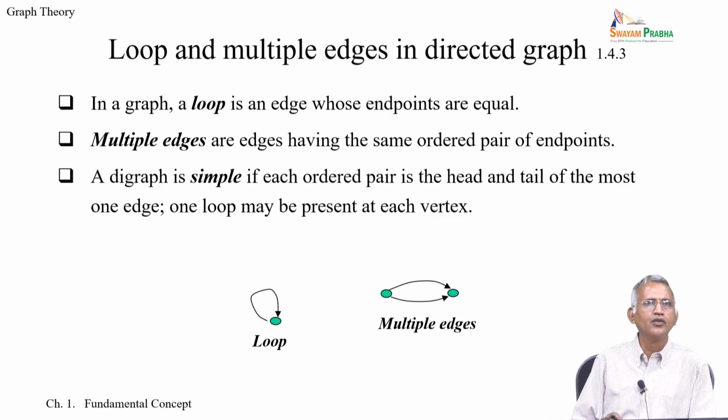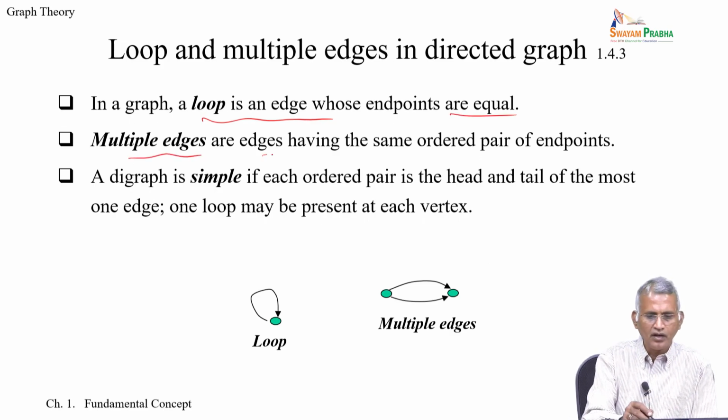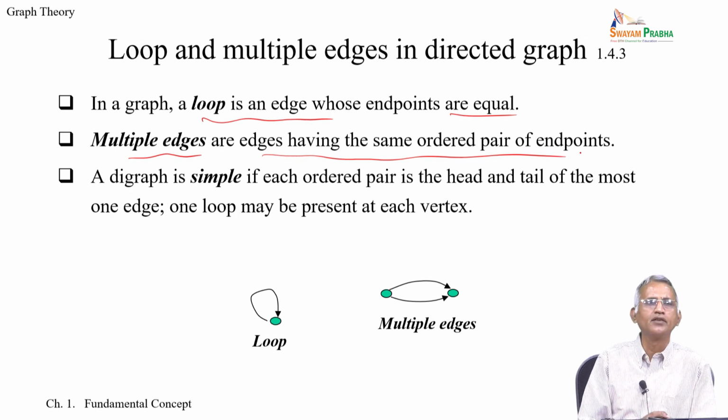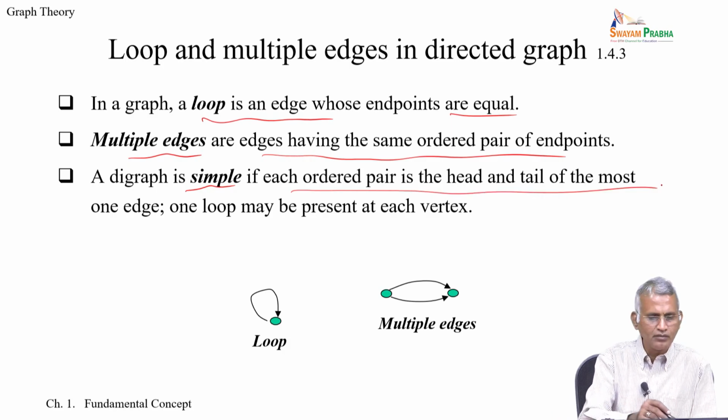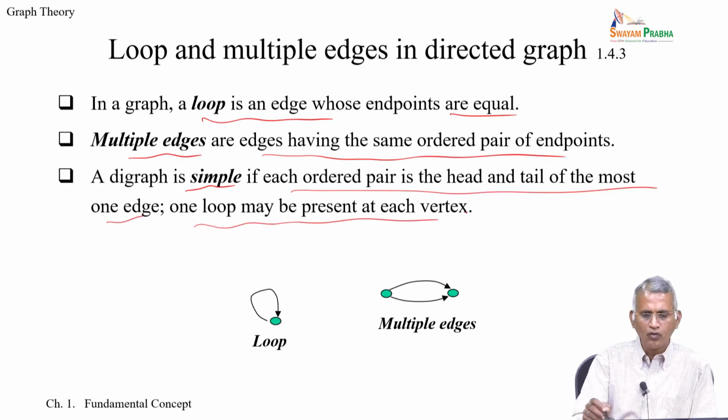So in a graph, a loop is an edge whose endpoints are equal. Next, multiple edges are edges having the same ordered pairs of endpoints. A digraph is simple if each ordered pair is the head and tail of at most one edge. One loop may be present at each vertex. So this is an example of this.